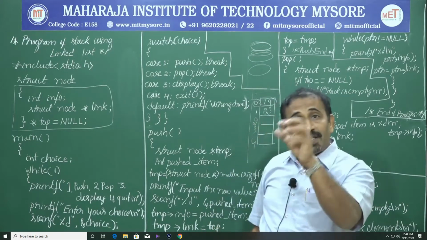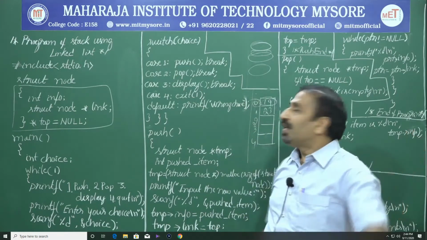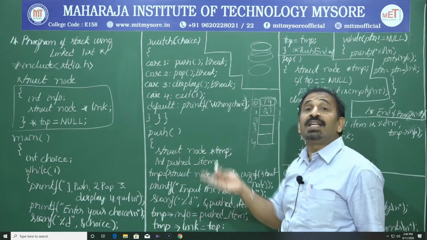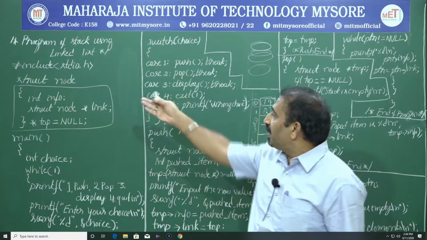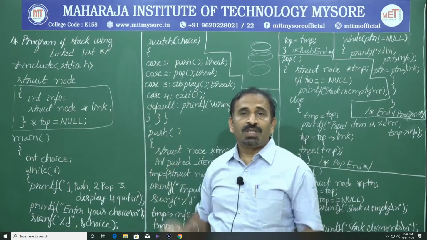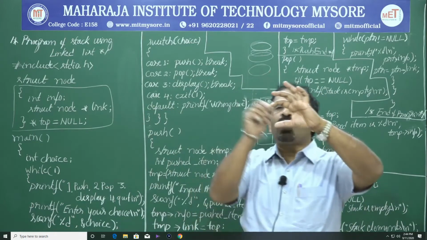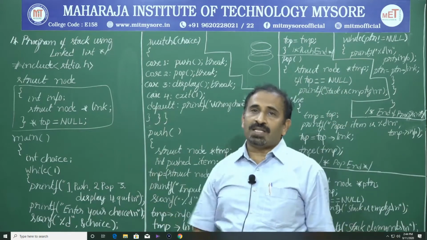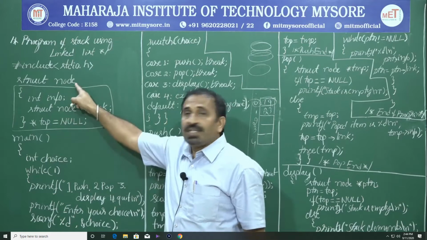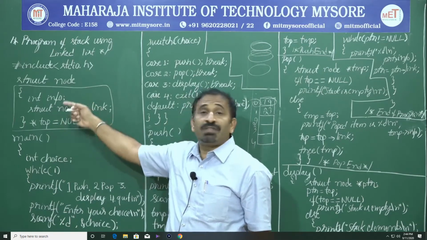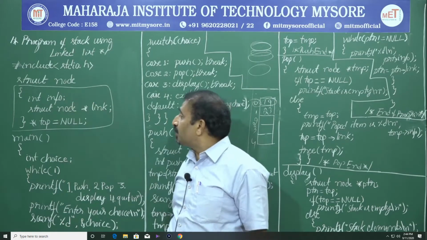So you have a data component and the address component. The address component in the case of an array is intrinsic, it is implicit, you need not mention it, whereas here you have to mention it. That is the only difference. So when you call a node, we will have two components, data component and an address component. Therefore link is a pointer capable of pointing to a node. This is a recursive definition. The definition itself is recursive.